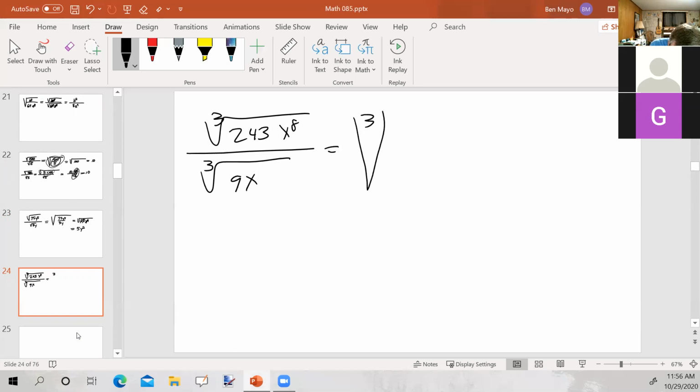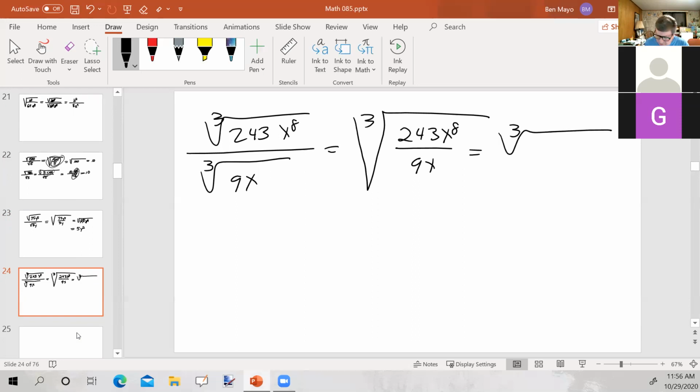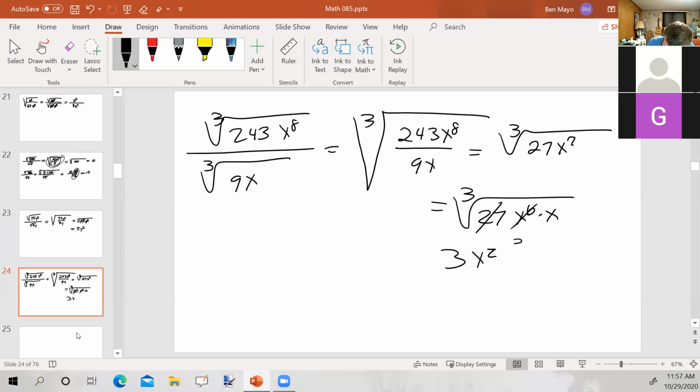So this becomes that. Let's see, 243 divided by 9 is 27x to the seventh? Okay. I'm going to rewrite that as the cube root of 27x to the sixth times x. 27 is a cube. X to the sixth is a cube. It's x squared cubed. So now I get a 3x squared cube root of x.